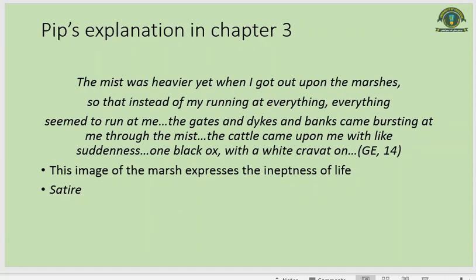If we see Pip's explanation in chapter 3, he says that the mist was heavier, yet when I got out upon the marshes, so that instead of my running at everything, everything seemed to run at me. The gates and dikes and banks came bursting at me through the mist. The cattle came upon me with like suddenness, one black ox with a white cravat on.